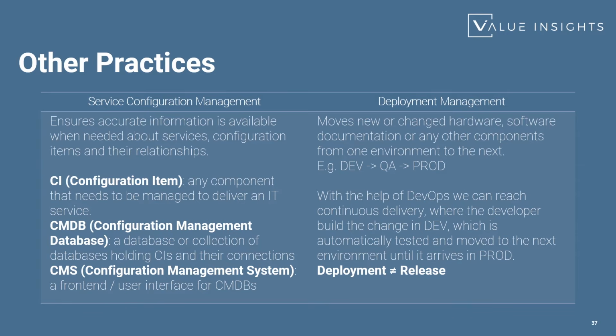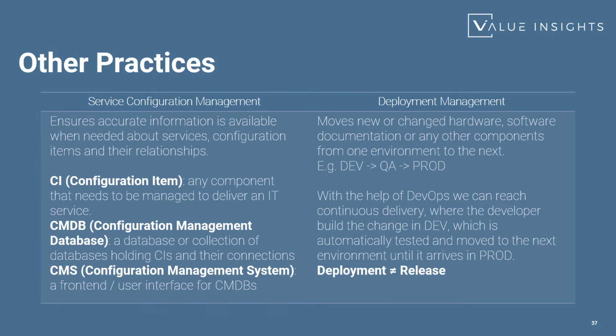So service configuration management ensures accurate information is available when needed about services, configuration items, and their relationships. Yeah, that's quite important. Previously, it was called service asset and configuration management in ITIL version 3, but as you can see, it has also been separated, right? Before, on the last slide, we talked about asset management, and now we have config management. So config management is all about making sure we have an understanding of the overall picture of our infrastructure, that we understand what components we have in there and how they relate and connect to each other.